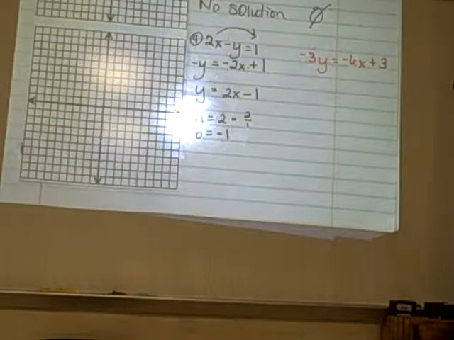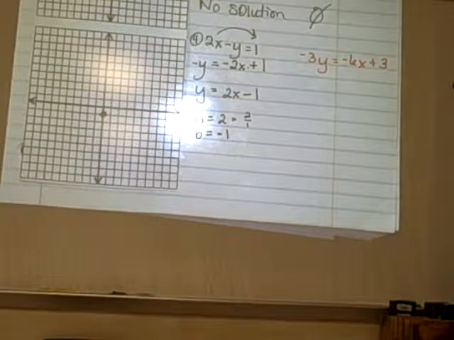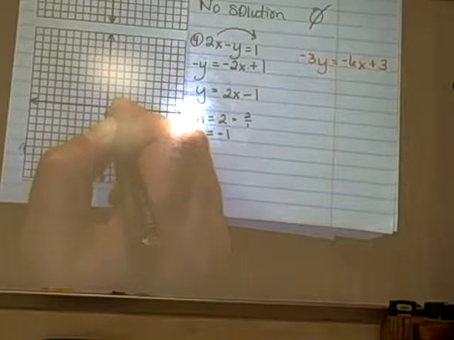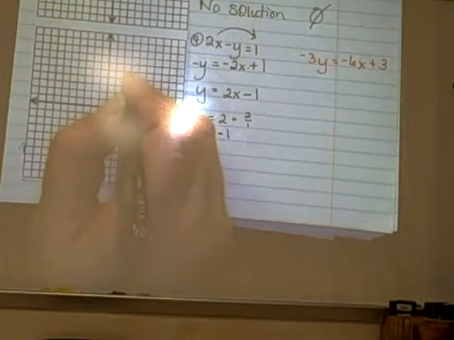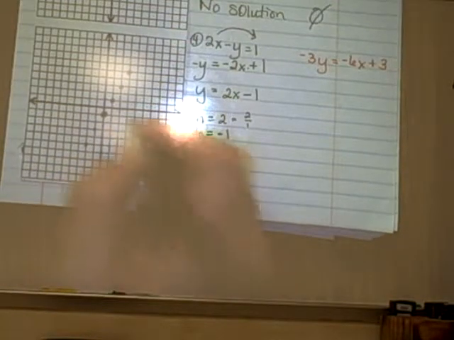So this one starts out at the negative 1, right down here. And it's positive 2, so you go up 2 to the right 1. Like that. Or you could go down 2 to the left 1. It would be the same line.